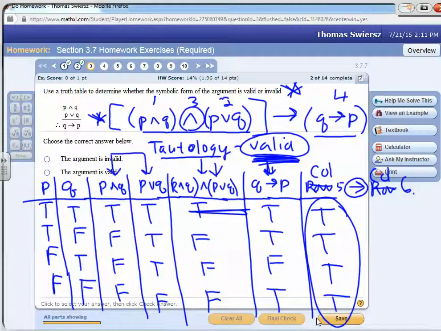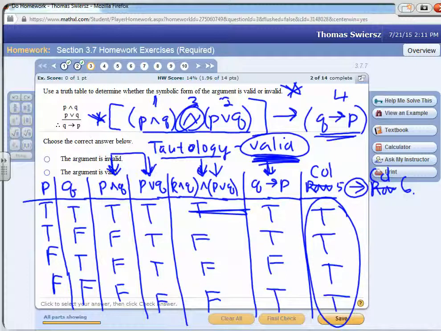So we had to do all that work to determine whether we get a tautology, and we did. Again, we had to do P and Q, step 1 right here, column 3, P or Q, the disjunction, column 4, then we put them together with an and. Then we went over and did the conclusion, if Q, then P, and then finally the entire statement, the if part, would be right here in column 5.